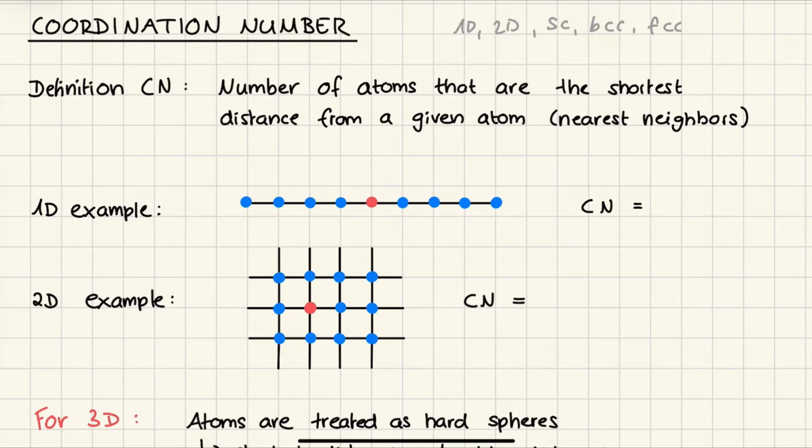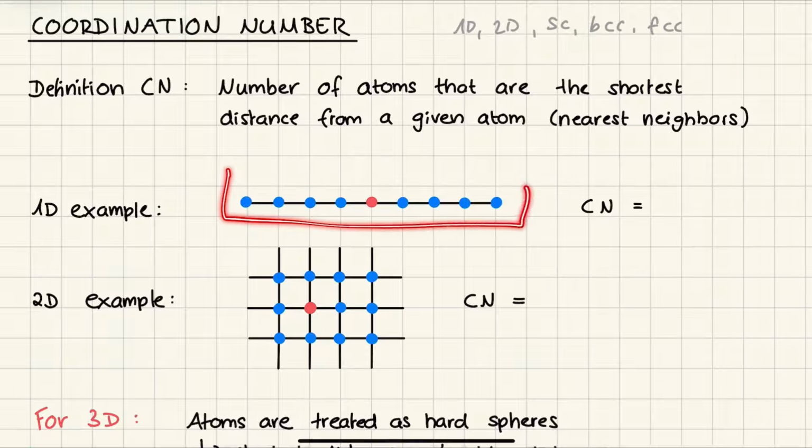But what actually is the coordination number? It is defined as the number of atoms that are the shortest distance from a given atom. That means we're going to pick one atom from the grid as our observation point, so to speak, and then we're going to look for the nearest neighbors of that atom.